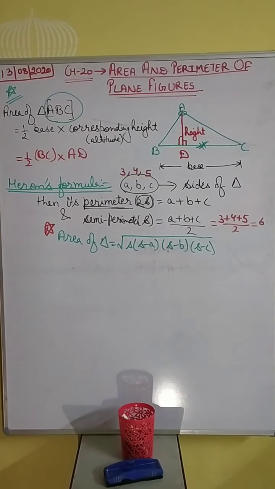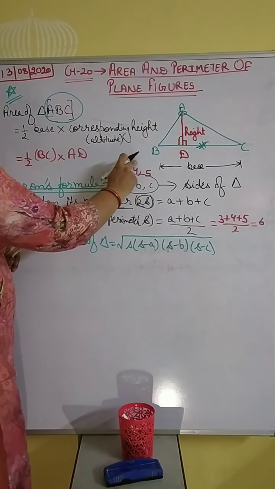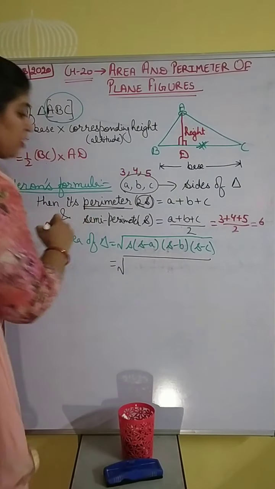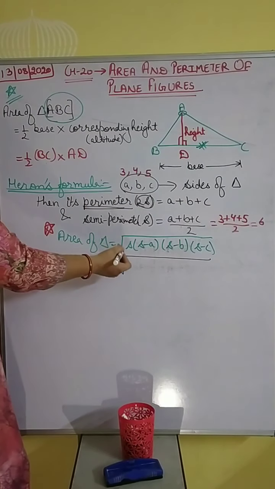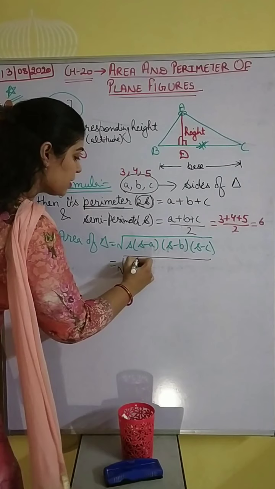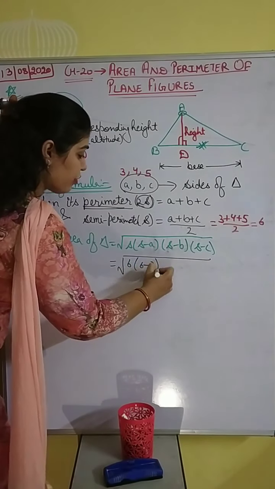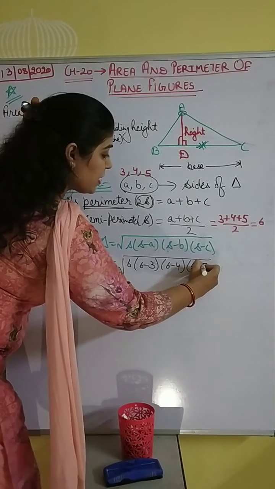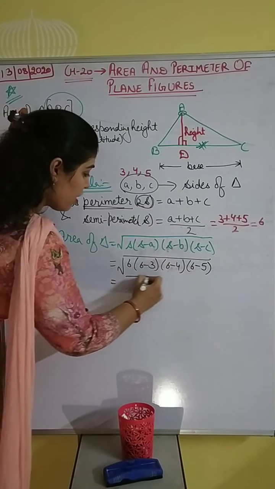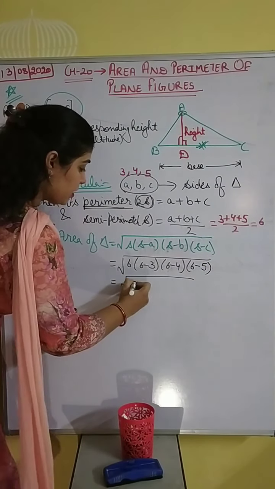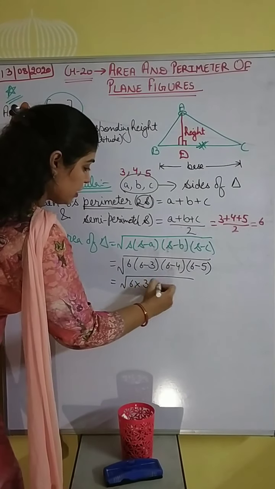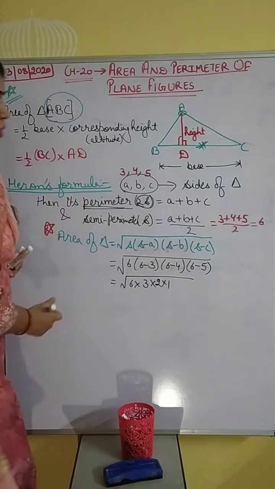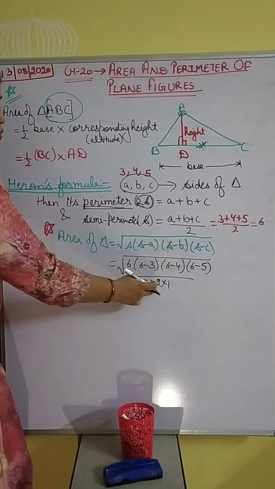Now, area of triangle having sides 3, 4, 5. We can calculate this by using Heron's formula, which is s, 6, then 6 minus 3, 6 minus 4 and 6 minus 5. Under the root of 6, 6 minus 3, 3, 6 minus 4, 2 and 6 minus 5, 1. 3 into 2, 6.